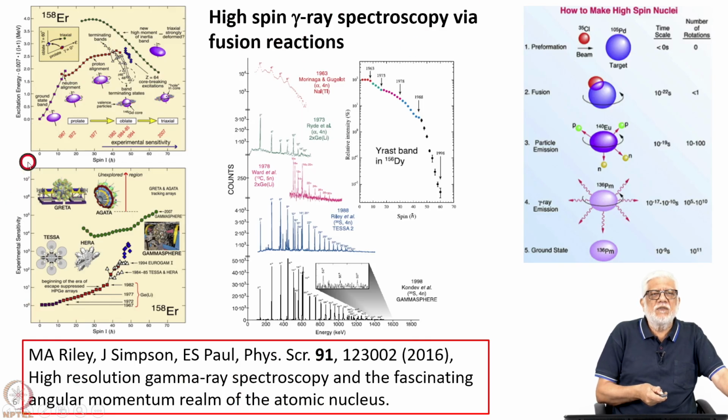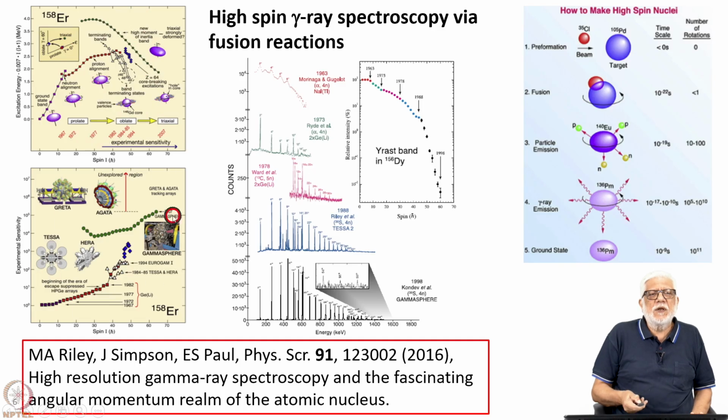You can see how the excitation energy goes up with spin in erbium-158, and there are different kinds of behavior that you see. You see collective rotation. Then there are also various shapes which come in, and so on. This captures the sentiment that you study the nucleus from low to high angular momentum.